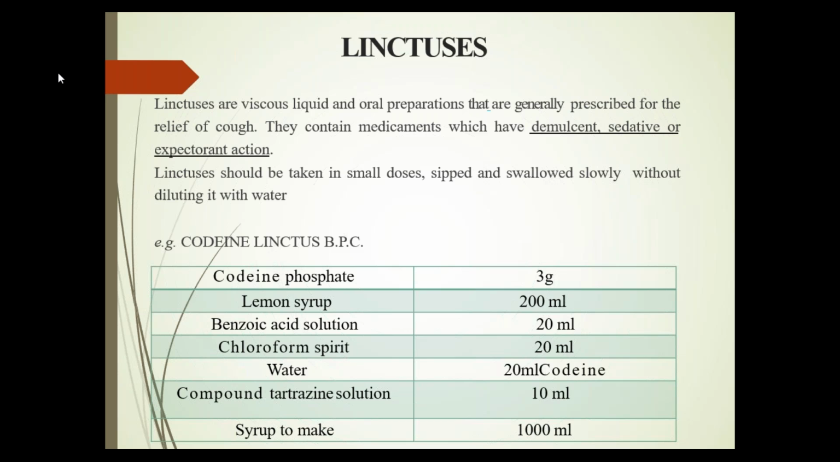So here we are going to add codeine phosphate. You dissolve it in water and then slowly heat it, and then add the rest of the ingredients. And at the end, you make up the volume by adding syrup.